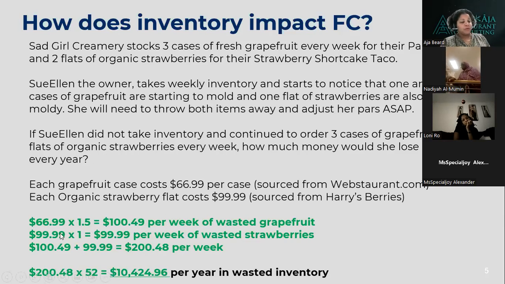When it comes to the strawberries, we're losing a whole flat. That's $100 per week that we're wasting. Add those 2 items together. We got $248 per week we are wasting in inventory. Now, there's 52 weeks in a year. If we kept on doing that, we would lose $10,424 per year.